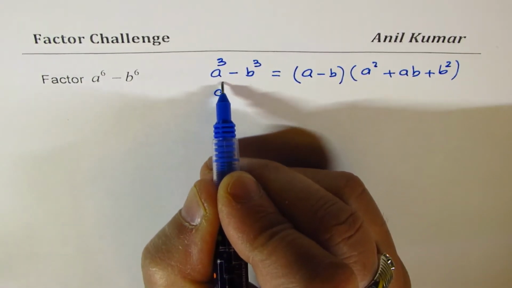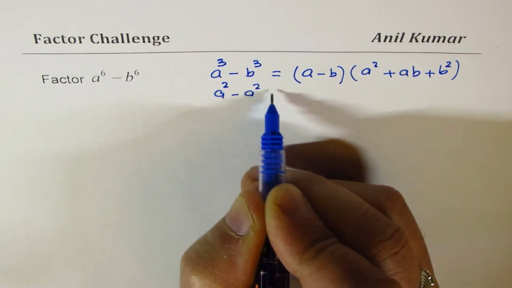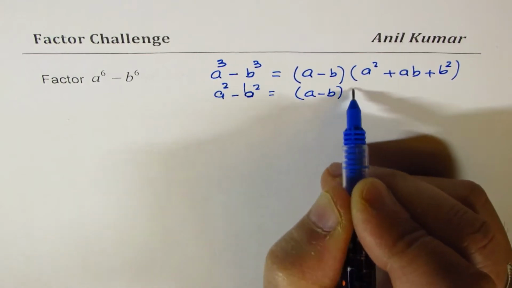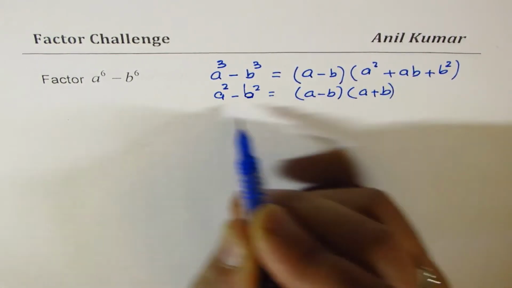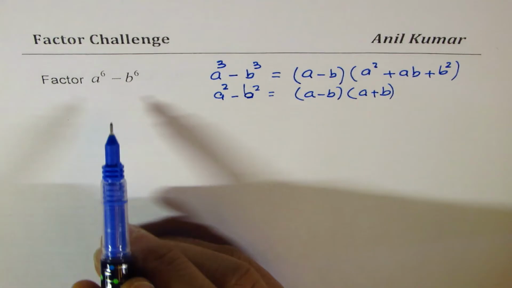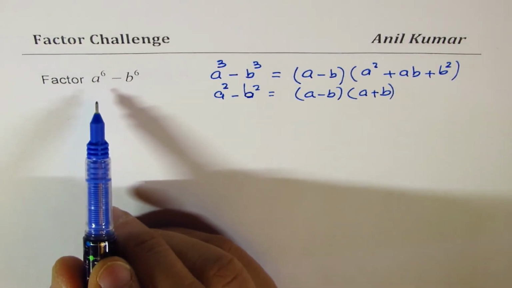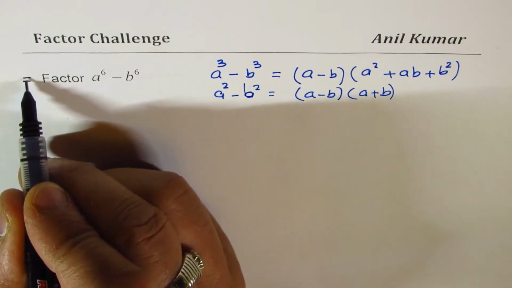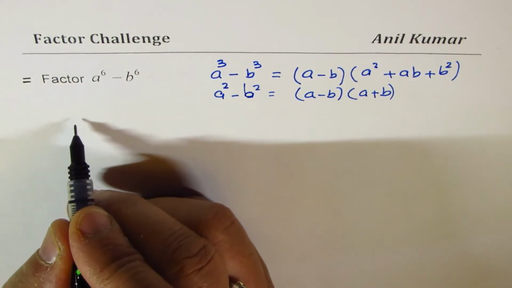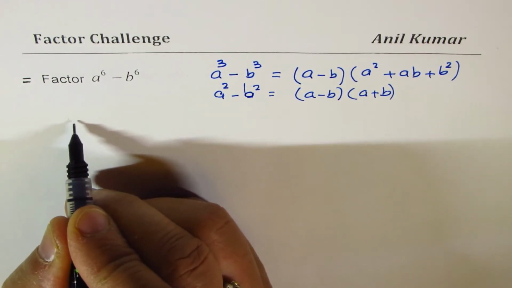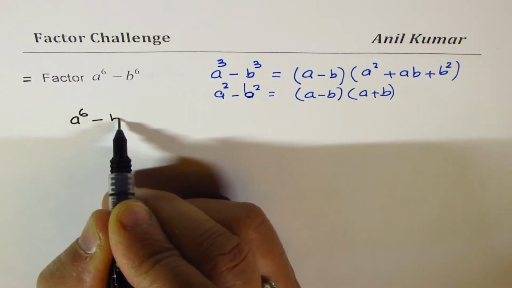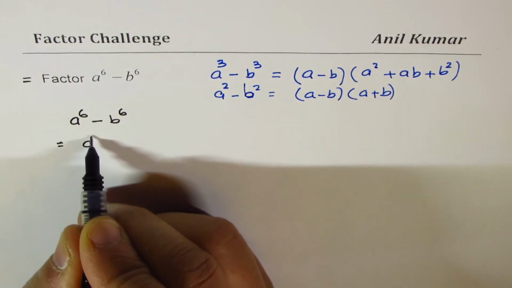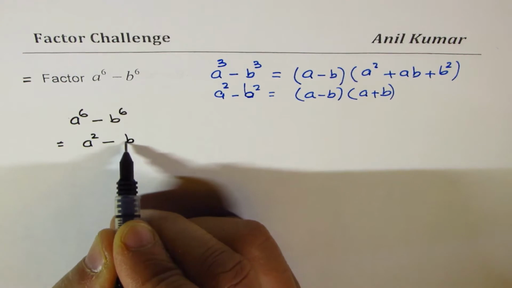We can also apply a formula related to difference of square, right? So that is a minus b times a plus b. So combination can be applied. So that means we have two ways of factoring this particular binomial. So one way could be that I could write a to the power of 6 minus b to the power of 6 as equal to a square minus b square.